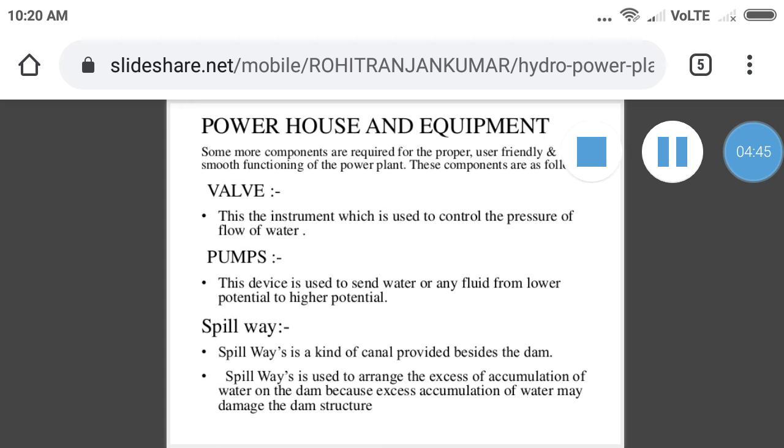Powerhouse and equipment. Some more components are required for the proper, user friendly and smooth functioning of the power plant. These components are as follows. Valve. This is the instrument which is used to control the pressure of flow of water. Pumps. This device is used to send water or any fluid from lower potential to higher potential.